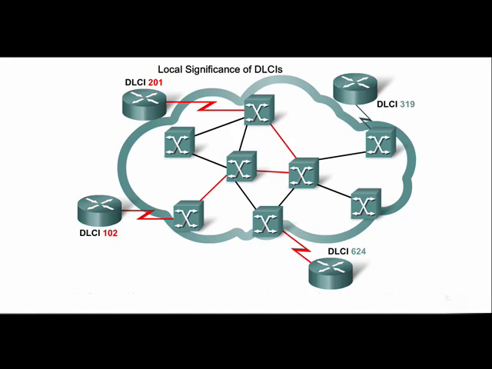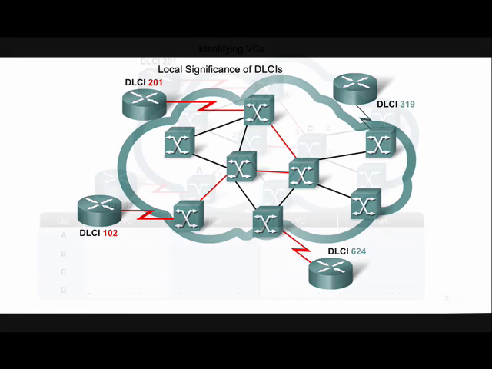Locally significant DLCIs have become the primary method of addressing because the same address can be used in several different locations while still referring to different connections. Local addressing prevents a customer from running out of DLCIs as the network grows.